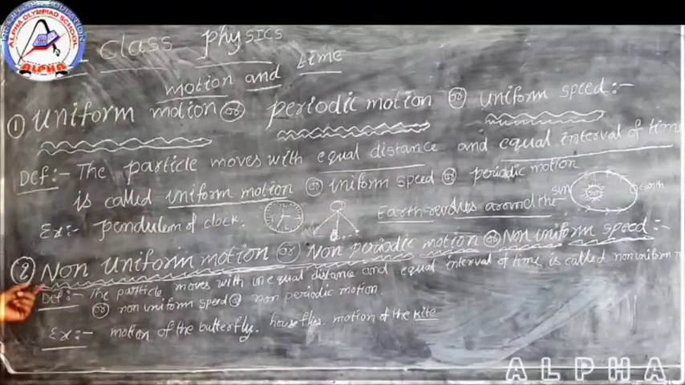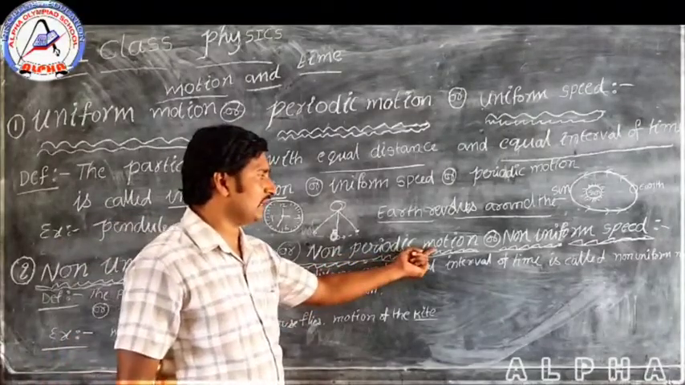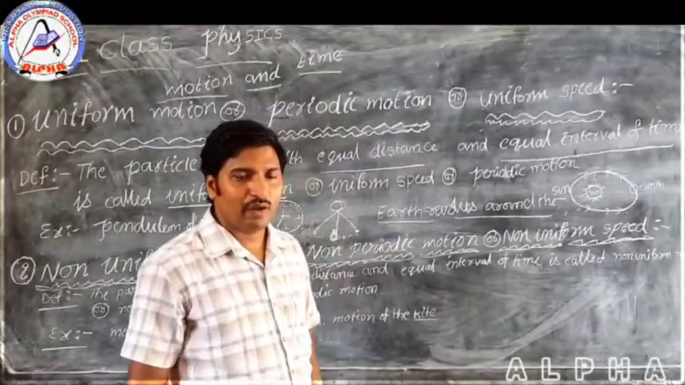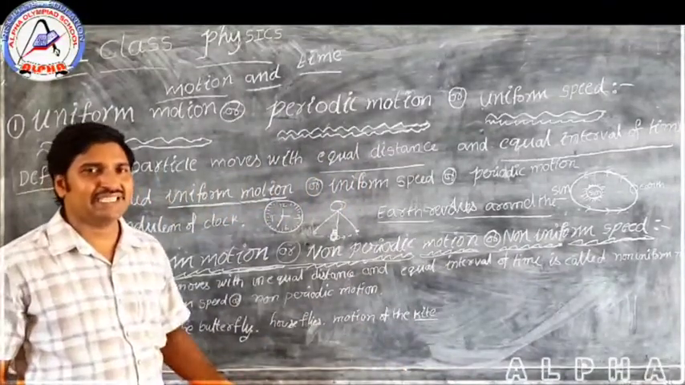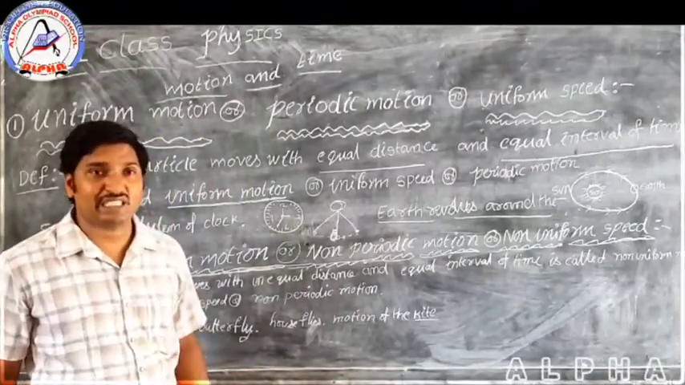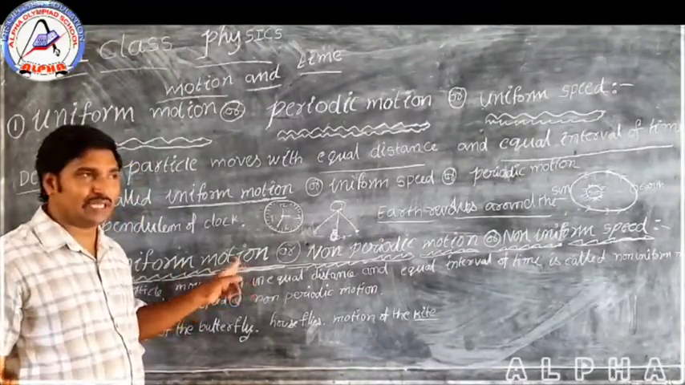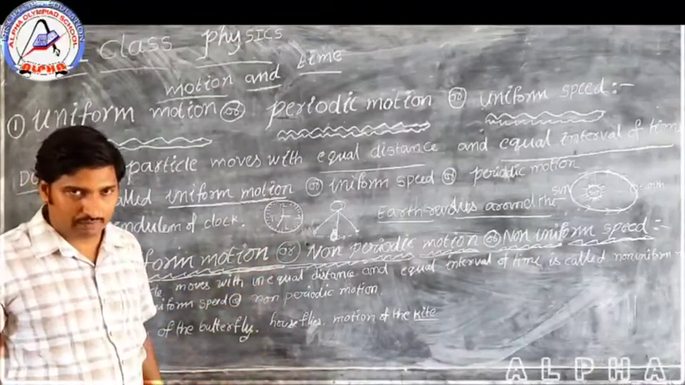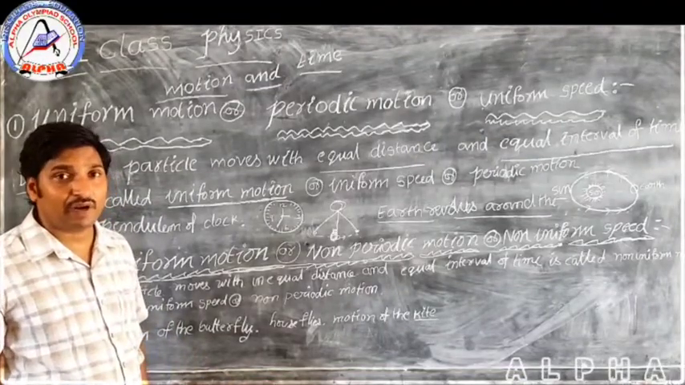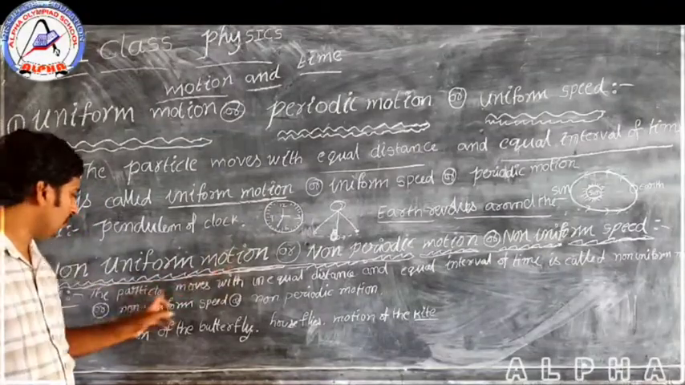Now, next one: non-uniform motion, or non-periodic motion, or non-uniform speed. Listen to me, children. What is meant by non? It means different. What is meant by uniform? Uniform means the same. Non-uniform motion means the motion is not uniform; it is quite different in motion. That is non-uniform motion.